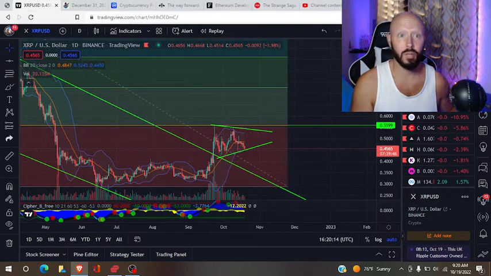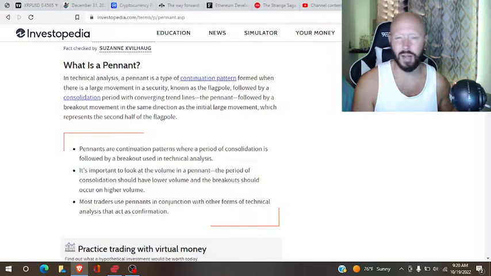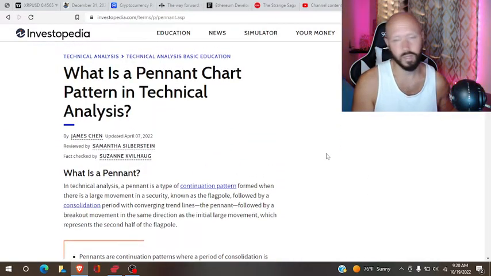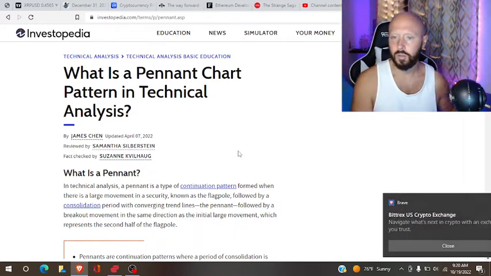I wanted to jump over and give you guys the lowdown on what a pennant is. I know most of you guys know, but it's good to always go back through. Sometimes I force myself to do this just because I learn a ton. I forget things, and then you go back through and go, oh yeah, I forgot about this or that. So let's jump into it.